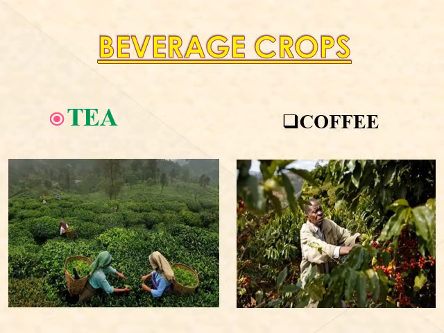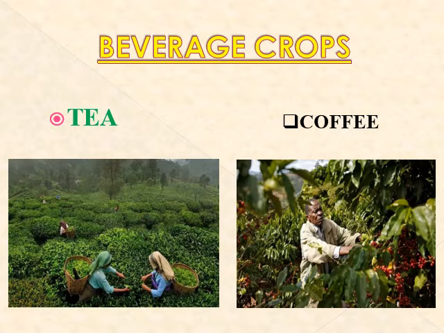Third category of major crops is beverage crops. Okay, students, tea and coffee are the two important beverage crops. Let us discuss them one by one. First, tea. Students, alluvial soil is beneficial for tea. It grows well in the hot and humid conditions of the tropical and subtropical regions.